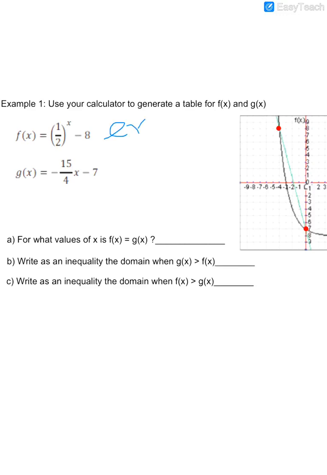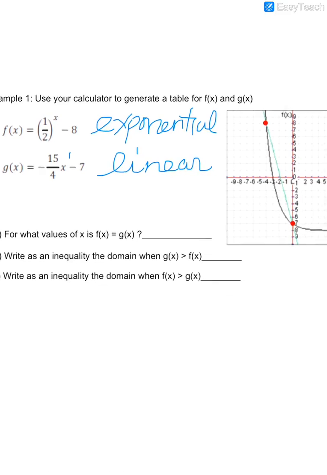Hopefully you are recognizing that this is an exponential function. Hopefully you do. And that this is a linear function. So this has a little x as an exponent, and this has the degree is a 1 there. So that's a linear line.